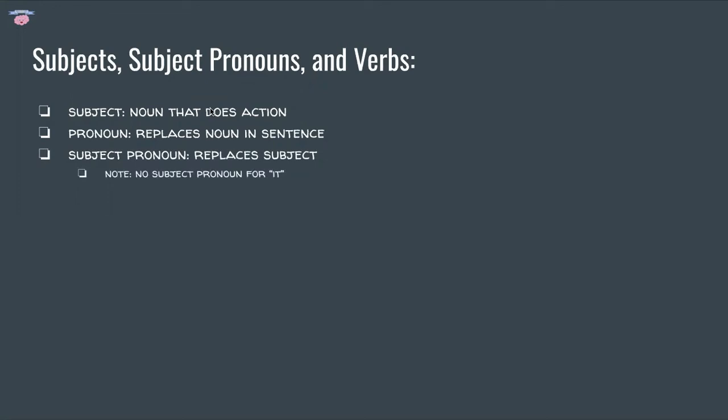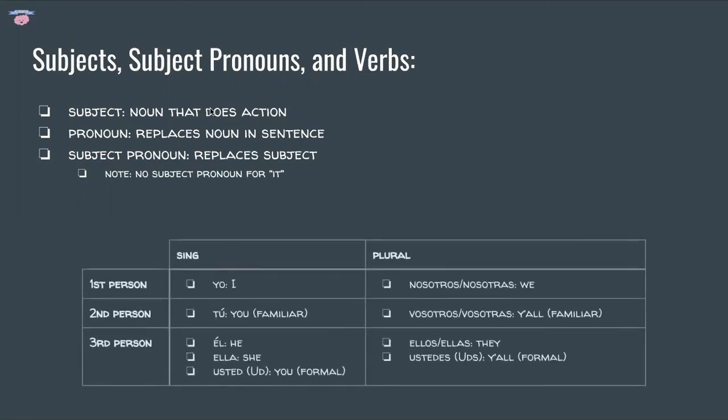There is no subject pronoun in Spanish for it. You would just have to use he or she, depending on the gender of the object. So these are the subject pronouns in Spanish. First person refers to the person who's speaking. Second person refers to the person spoken to. And the third person refers to the person spoken about.